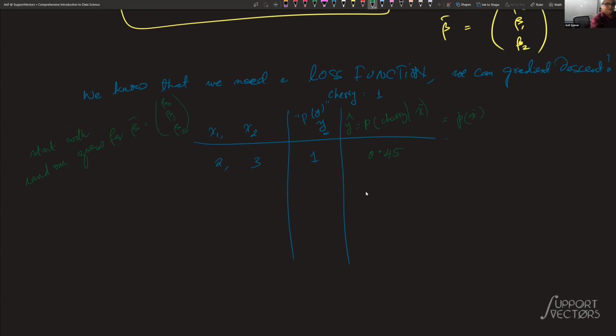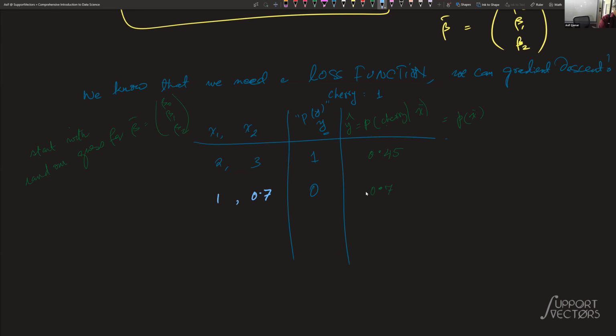Now, there is some other point, let's say 1, 0.7. And here, the actual value happens to be blueberry, 0. So the probability of its being cherry is actually 0, or rather y is 0. And your prediction happens to be, let's say, 0.7, right?